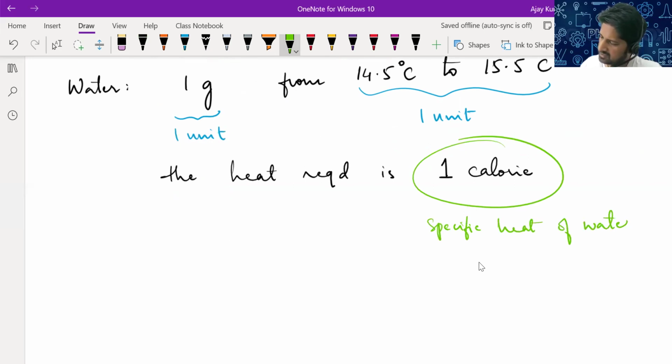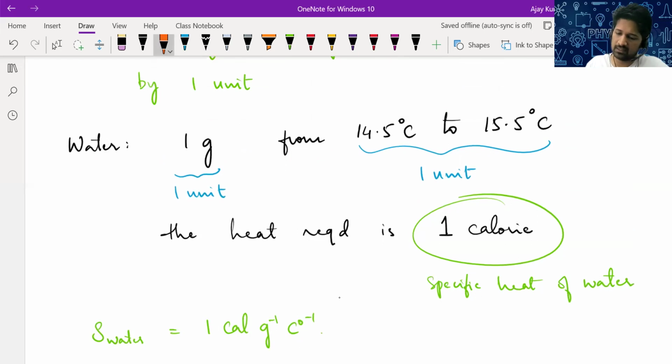Okay, I should not say calorie actually. I have to write the proper unit. Specific heat of water can be written as 1 calorie per gram per Celsius degree. So by definition itself, 1 calorie per gram per Celsius degree becomes the specific heat of water. That is how calorie was defined.